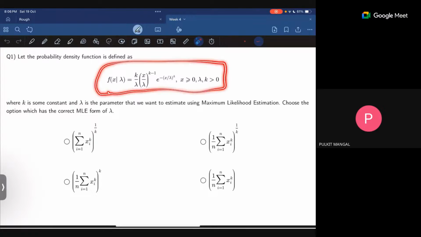So this is the PDF of a distribution, where lambda and k are greater than 0 and x is greater than or equal to 0. Our parameter for the PDF is lambda. K is some constant. Lambda is the parameter that we want to estimate using MLE. So which of the following options is the correct form of MLE for lambda?